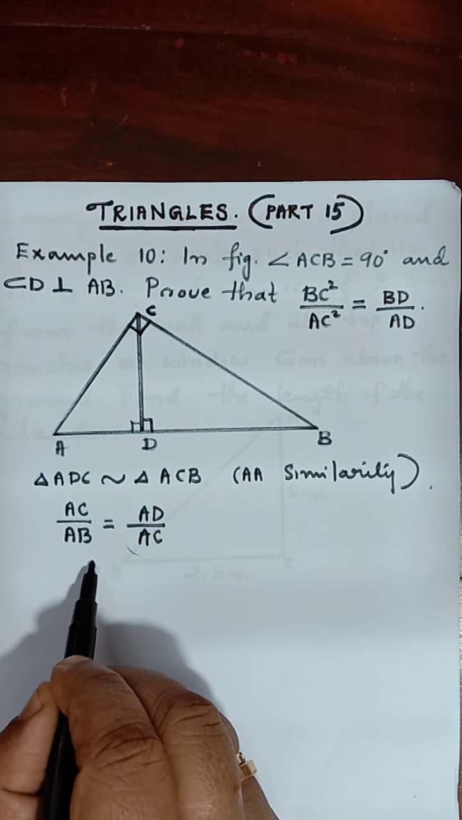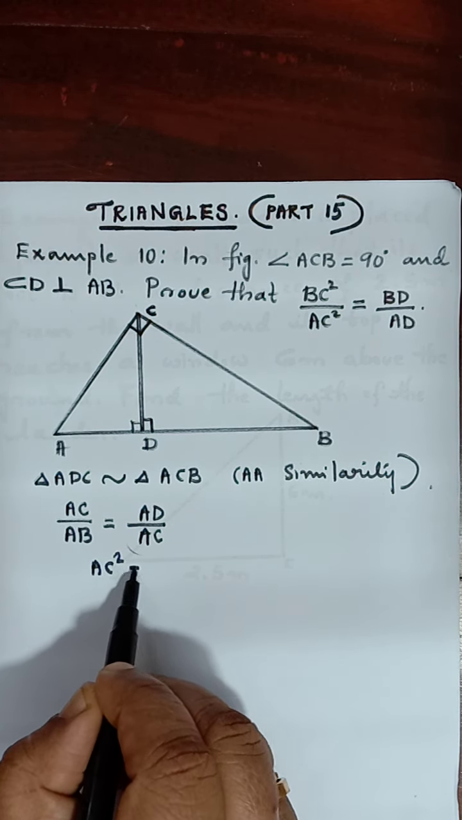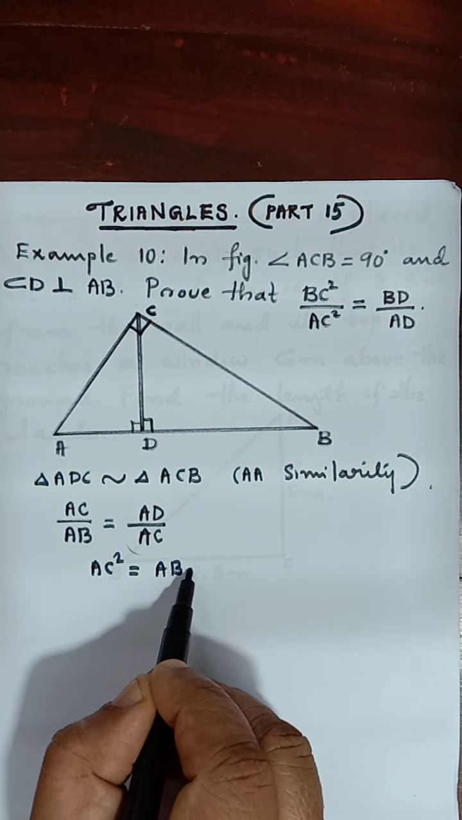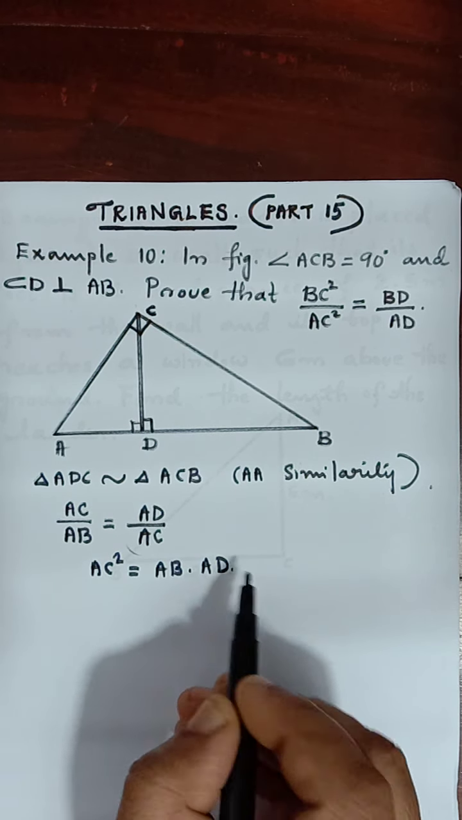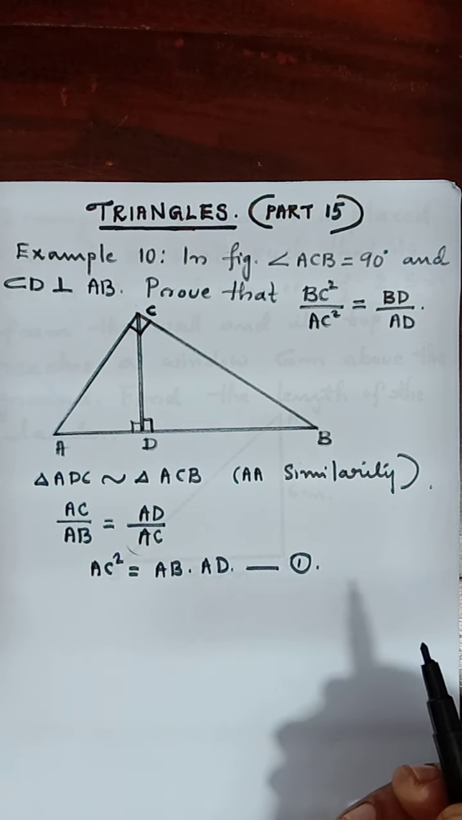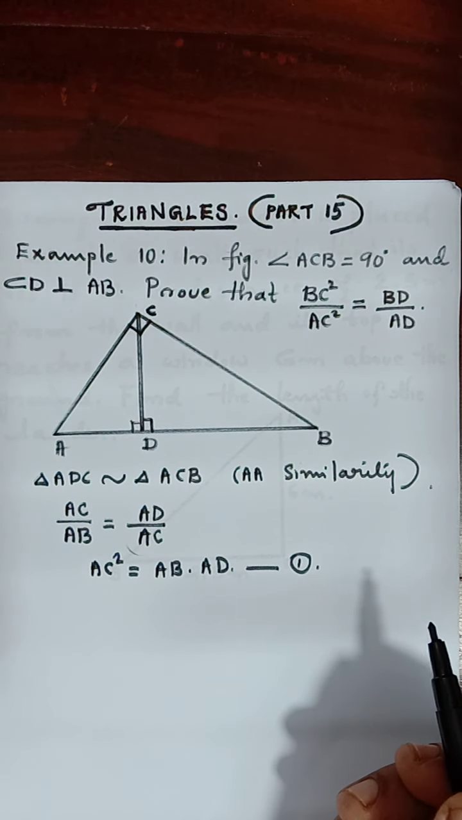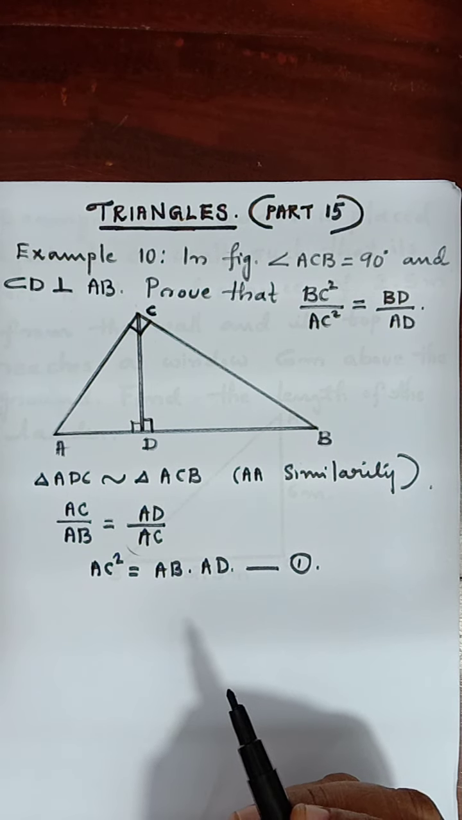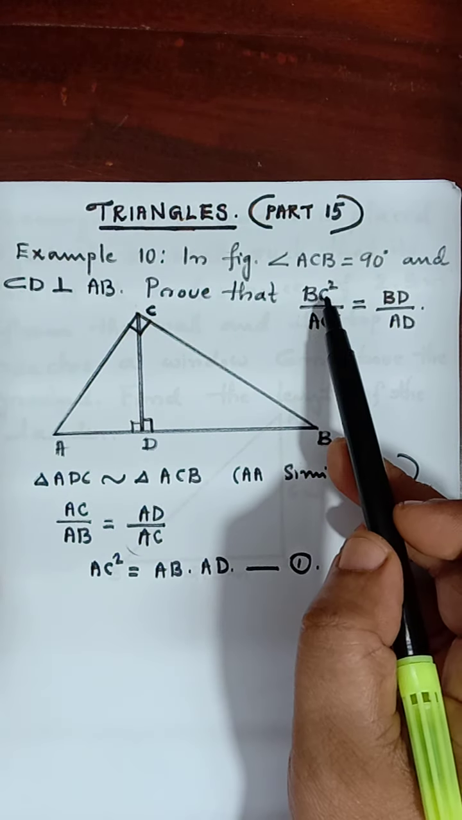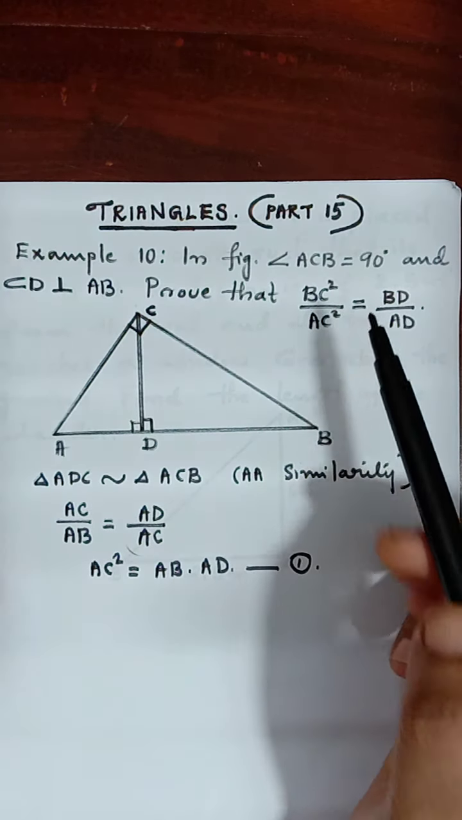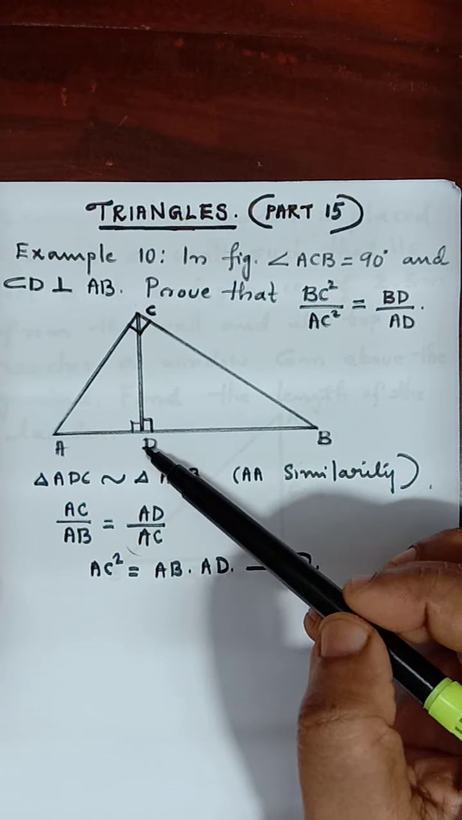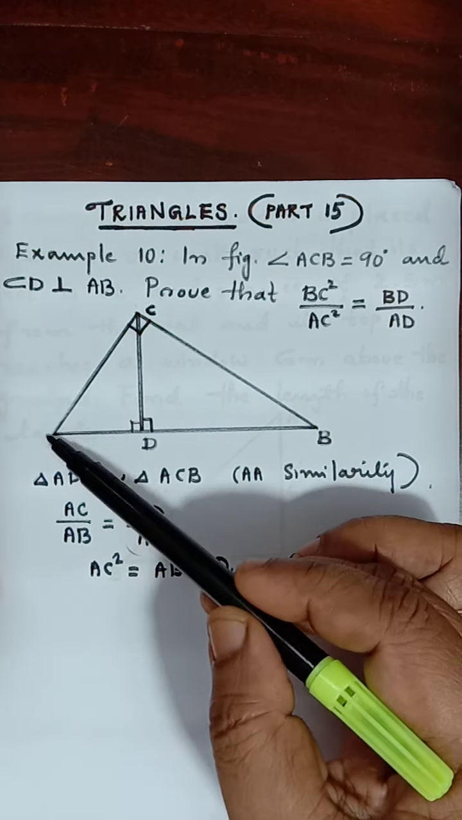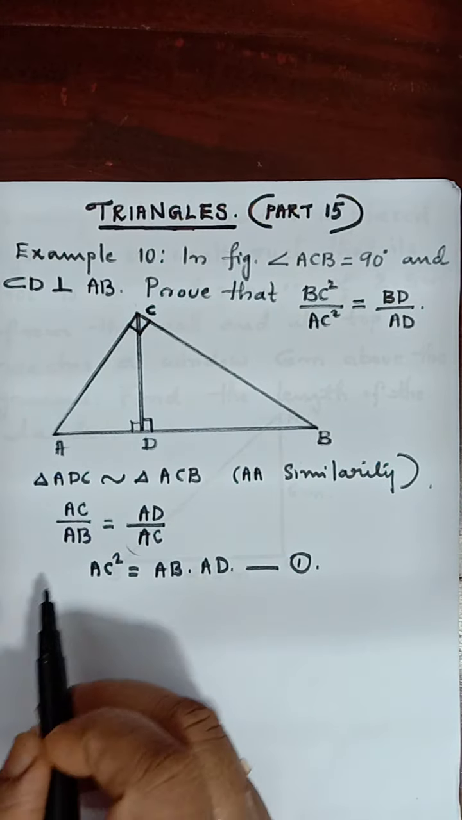Now we are cross multiplying. AC square is equal to AB into AD. Let us mark it as equation number 1. Now, we have to consider the next similarity in order to get BC square. So, we shall have the next similarity as triangle CDB similar to ACB.